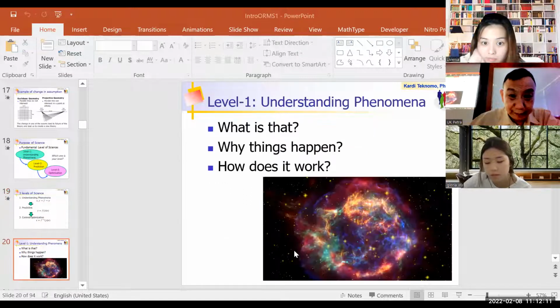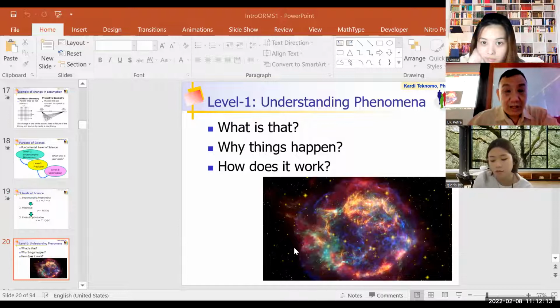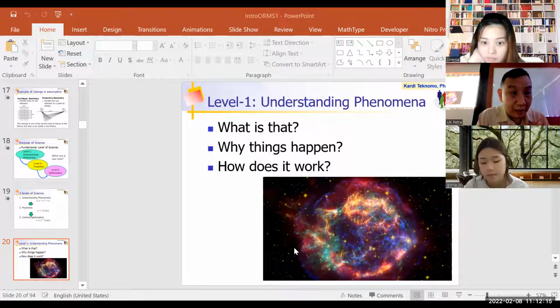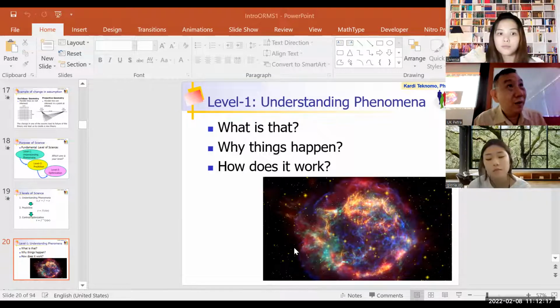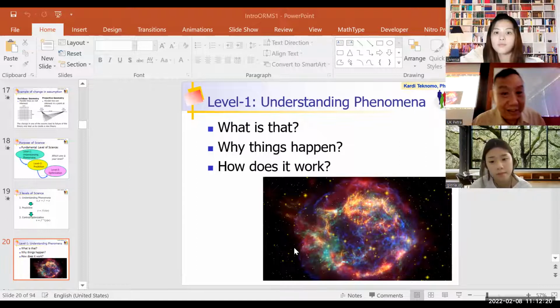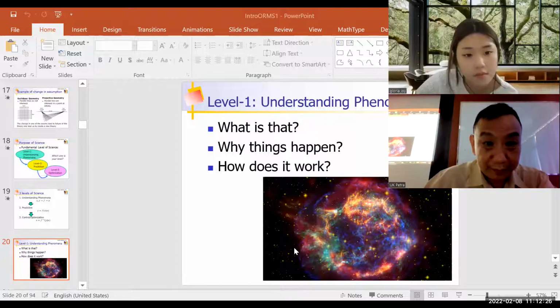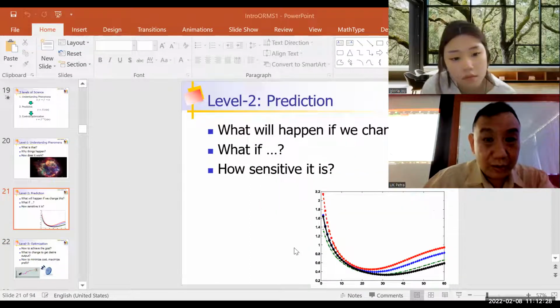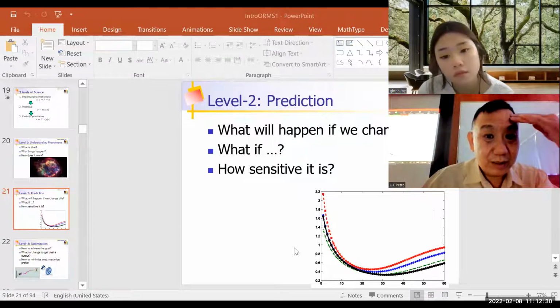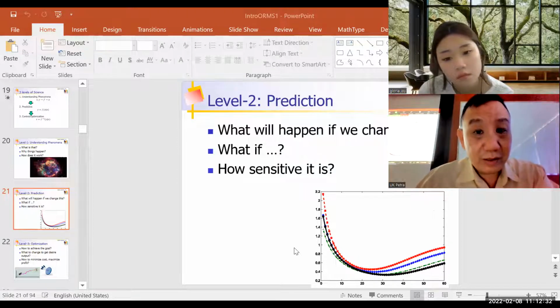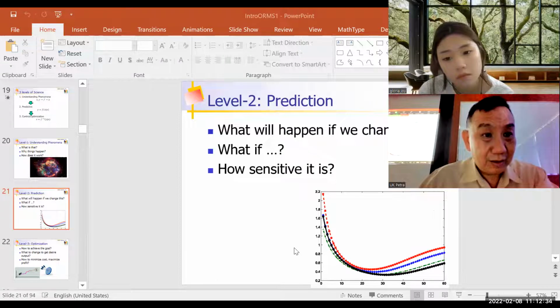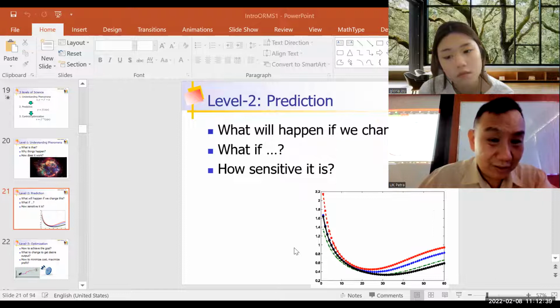Clear, yeah? So, in level 1, understanding phenomena, you will ask, what is that? Why does this happen? How does it work? So you start to create a model. In level 2, prediction, you start to ask, what will happen if we change this? What if I do this, I do that? How sensitive is it?